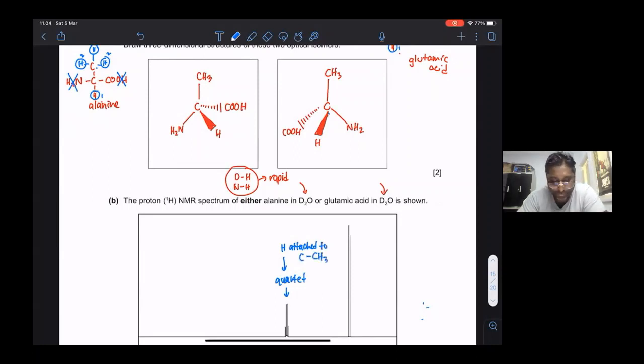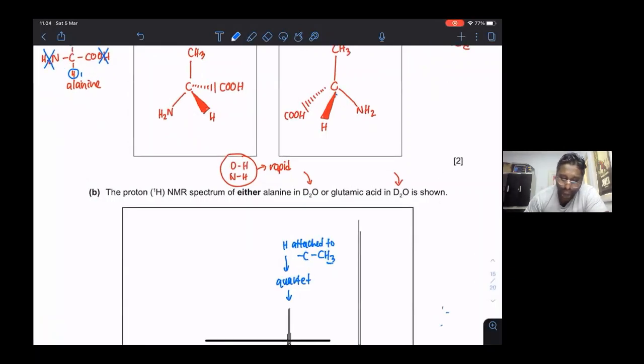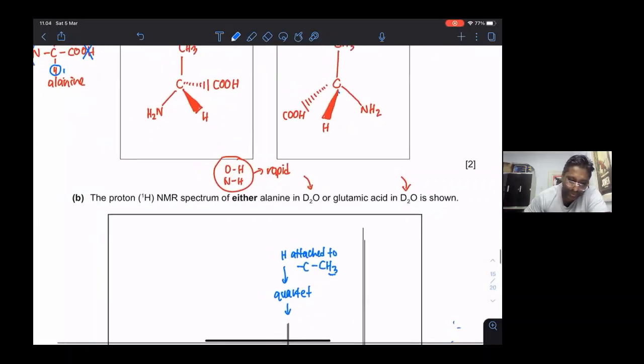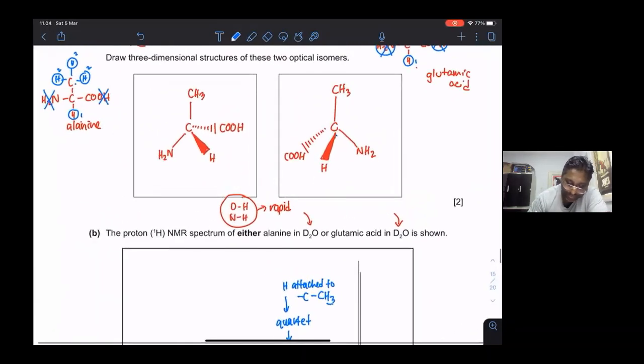So the hydrogen attached to CH3 has 3 hydrogens in the adjacent carbon, so that gives you the quartet. This one belongs to the hydrogen attached to CH2 and then attached to CH, and so on.